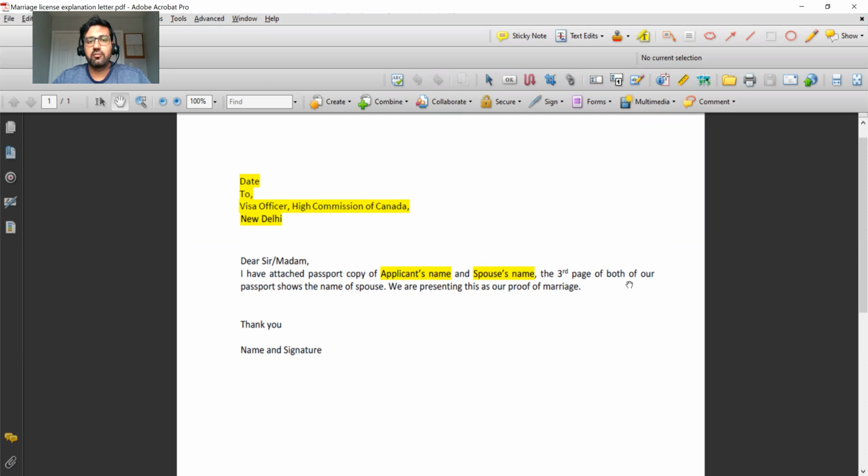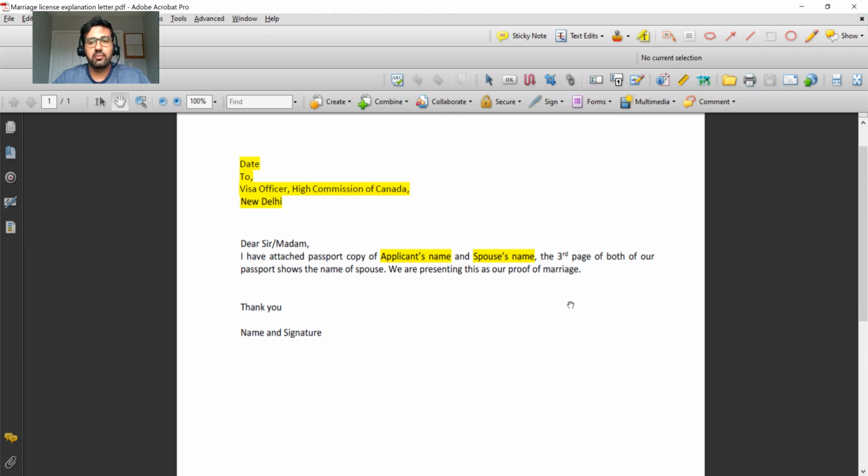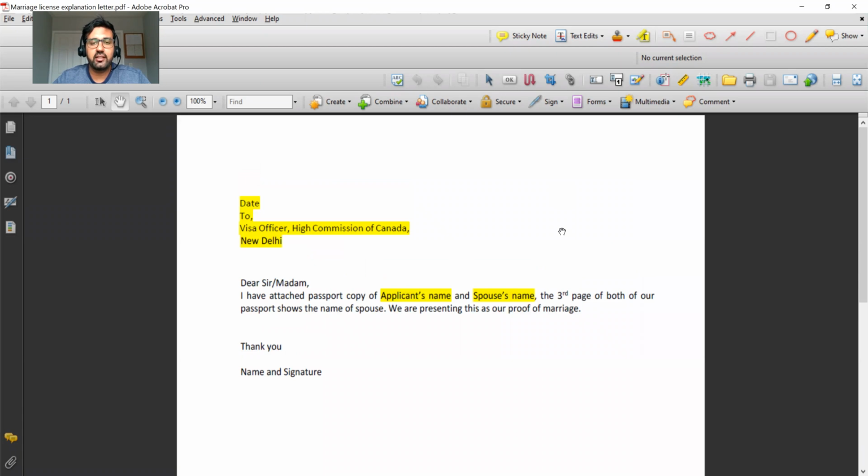The third page of both of our passports shows the name of the spouse. We are presenting this as proof of marriage. My parents didn't have any marriage certificate, but they do have each other's name in their passports as the spouse name, and so this serves the purpose of a marriage license or certificate. I didn't provide any affidavit or anything else; just the passport copy of my parents was enough for the successful approval of my application.